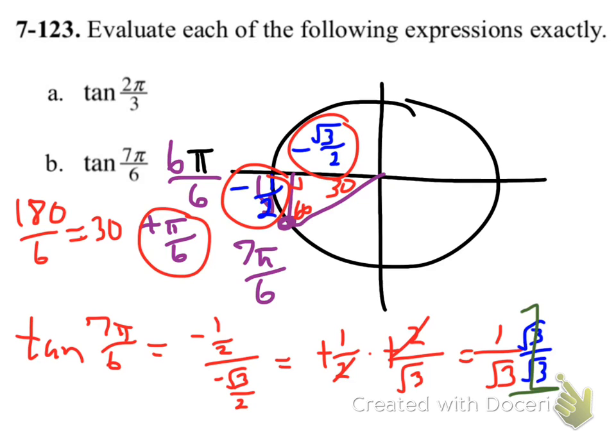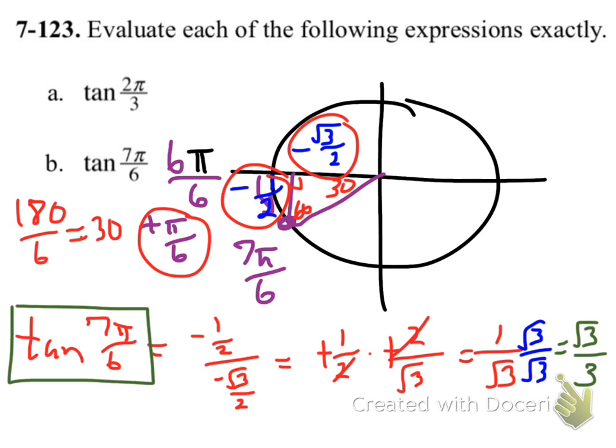It's a giant 1. But what that does for me is now when I multiply my numerators, I get the square root of 3. But when I multiply my denominators, square root of 3 times square root of 3 is the square root of 9, which is 3. And that is now my answer. I've rationalized the denominator. It's simplified. So tangent of 7 pi over 6 equals the square root of 3 over 3.